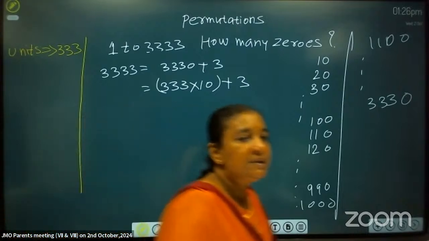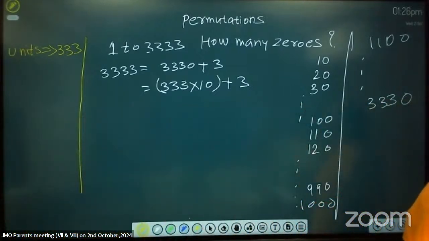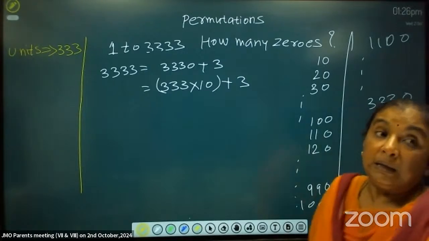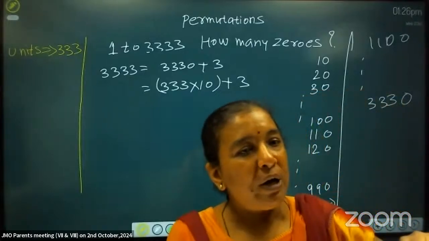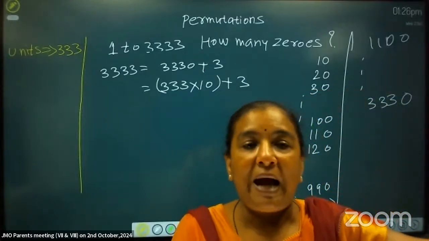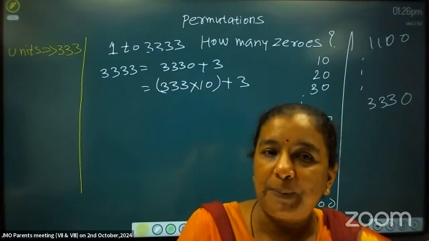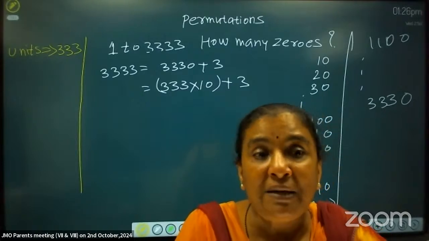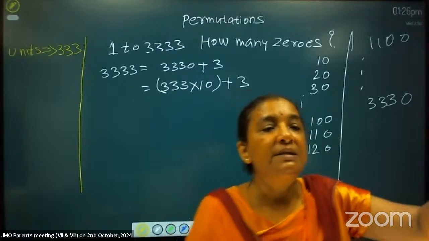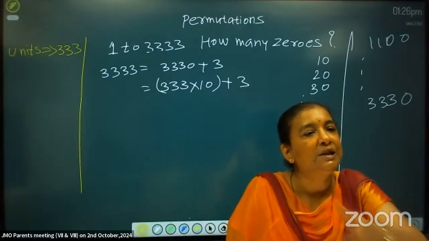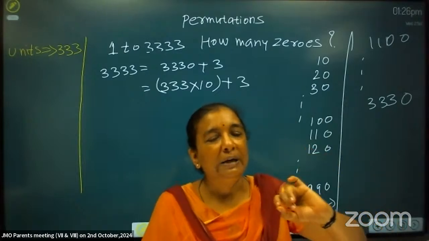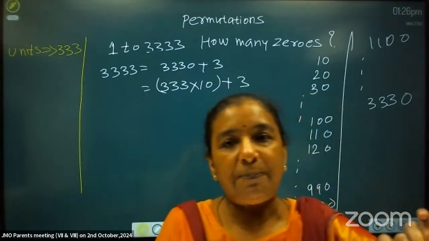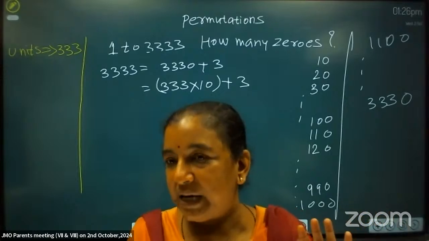333 times 0 has occurred at the units place. You understand this? It is a 4-digit number we have given. So 0 can come at units place, at tens place, at hundreds place. It can never come at thousands place, because if there is a 0 at thousands place, it means it is a 3-digit number. Correct? So we will calculate the number of zeros at units place, tens place, and hundreds place.